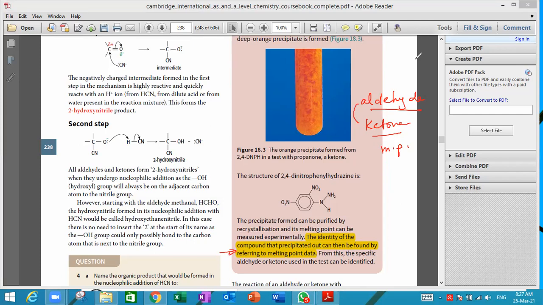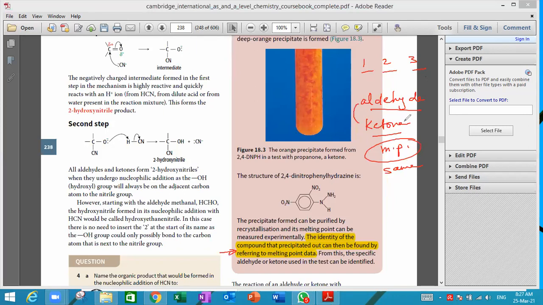You understand? Sometimes I have more than one aldehyde or ketone, for example, 3 compounds. When we measure their melting points, we will see that all of them have the same melting point. So we cannot differentiate between them. We cannot say which is, for example, ethanal, which is propanone. We will not be able to distinguish between them because the 3 of them have the same melting point.